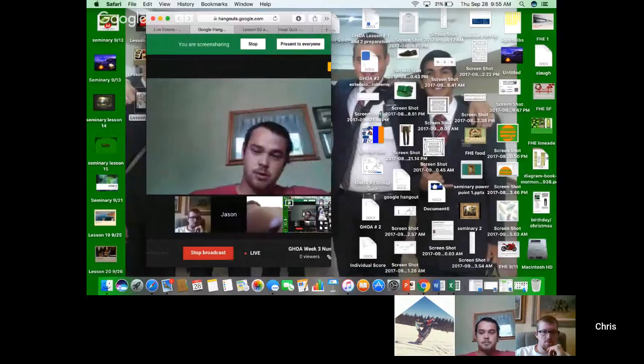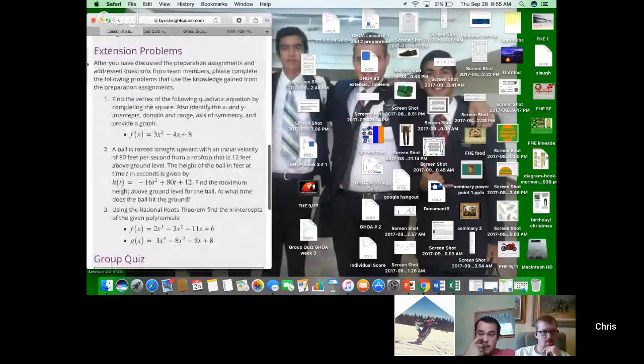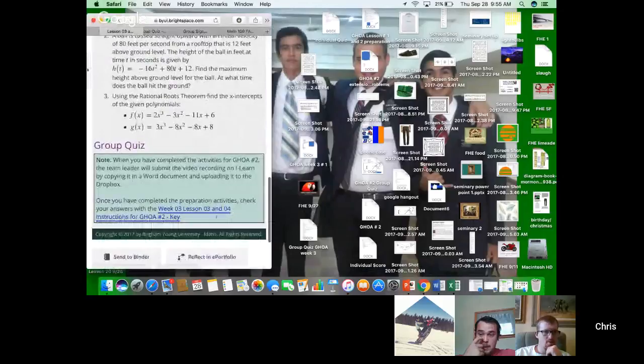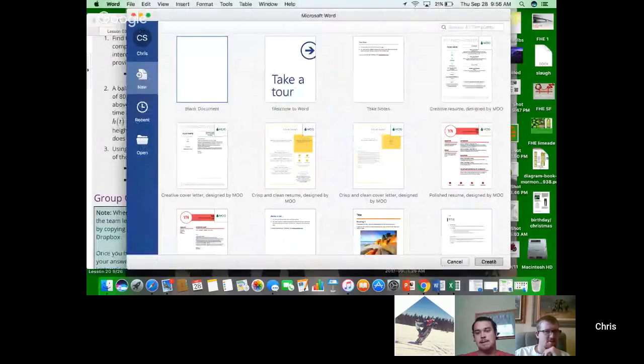But we've done the rational roots theorem on multiple occasions, and we've already done the vertex quiz, X and Y, so domain. The only one I could possibly see doing would be number 2 in the extension problems. Might as well do it, right? That's just find the maximum height above ground level for the ball. At what time does the ball hit the ground? That's just finding the vertex, though, right? Yeah, you're just trying to find the vertex on that one. Why don't we do it just for the sake of doing it, for kicks and giggles?